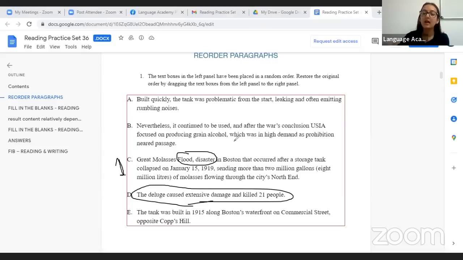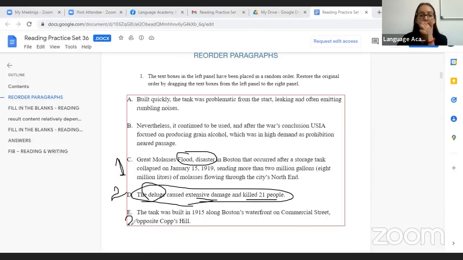In all these things, how are you relating that 21 people were killed? Even if we do not know the meaning of deluge, we can understand the meaning of damage, and we can understand the meaning of killing of 21 people. So obviously people will be killed in the flood. That was number two. And then there was a complete story going on.